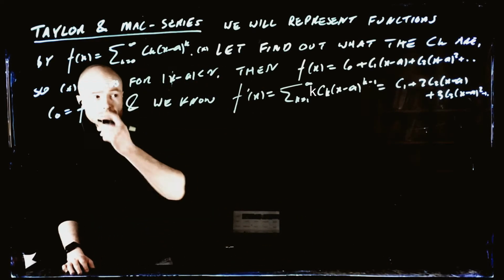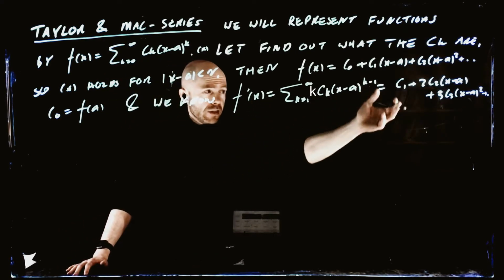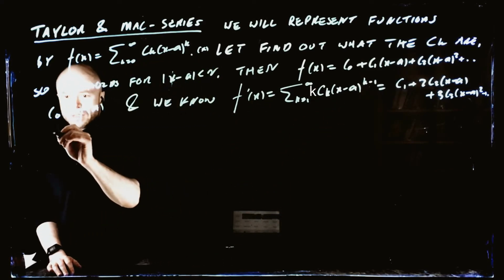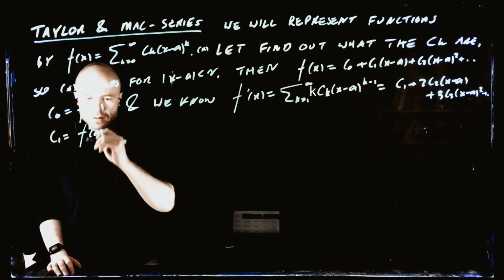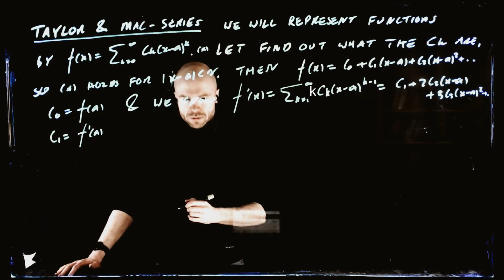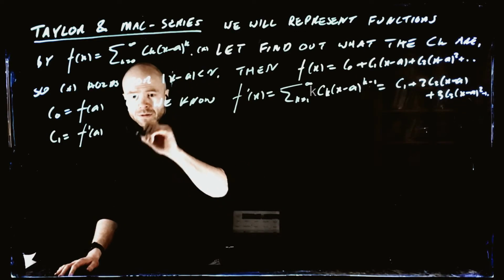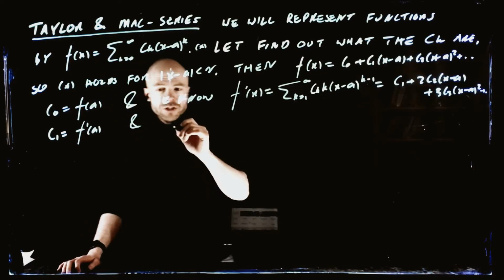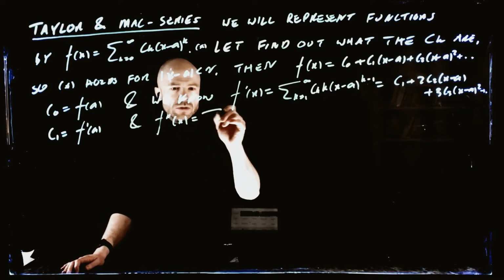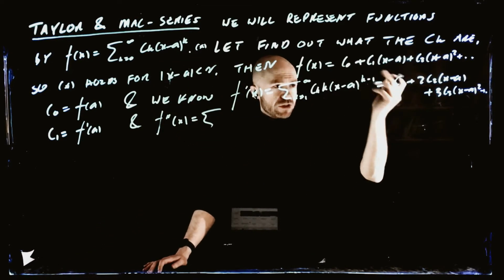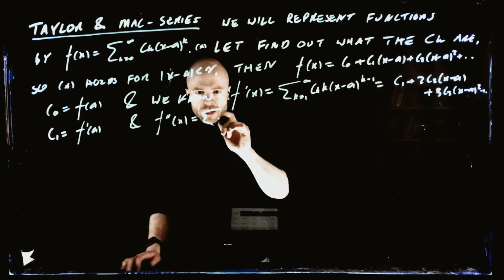Sticking in x equals a into this, again, we'll learn something. We'll learn that c1 is equal to f prime of a. Cool. And then we do this again, and differentiate again. Now, the k equals 1 term, which is a constant, drops. So we start with k equals 2.